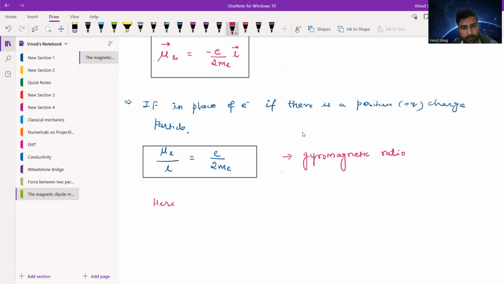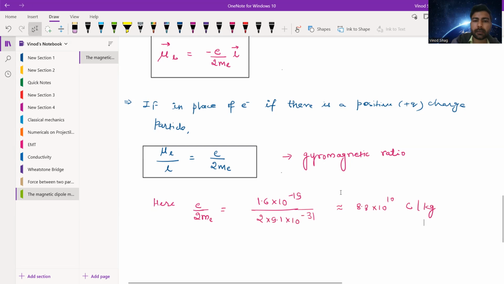And the value of e upon 2 me will be 1.6 into 10 to the power minus 19 divided by 2 into 9.1 into 10 to the power minus 31. It will be approximately 8.8 into 10 to the power 10 coulomb per kilogram. This will be the value of the gyromagnetic ratio here, 8.8 into 10 to the power 10 coulomb per kilogram.